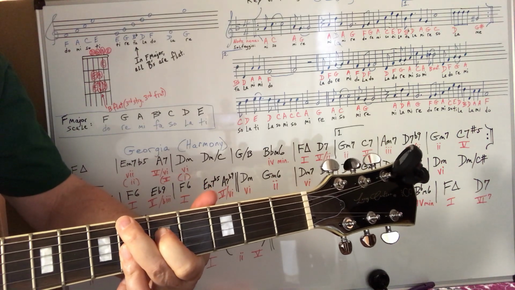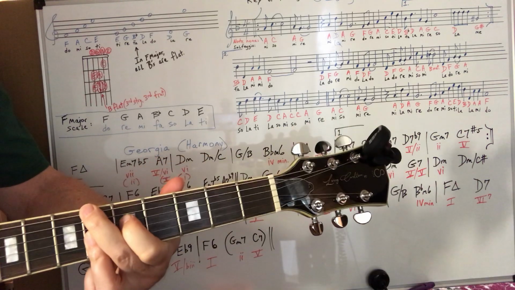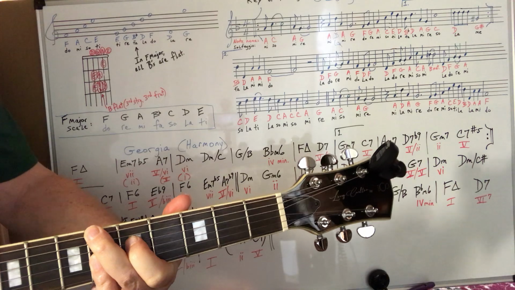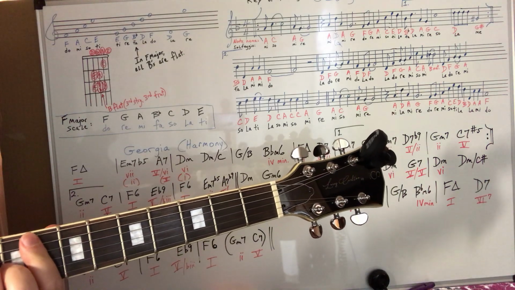I'm trying to look at what I'm doing on the screen with my fingers, and I'm also trying to read what I have on the board. B flat minor 6 is the 4 minor chord. Going back to the 1, F major 7.